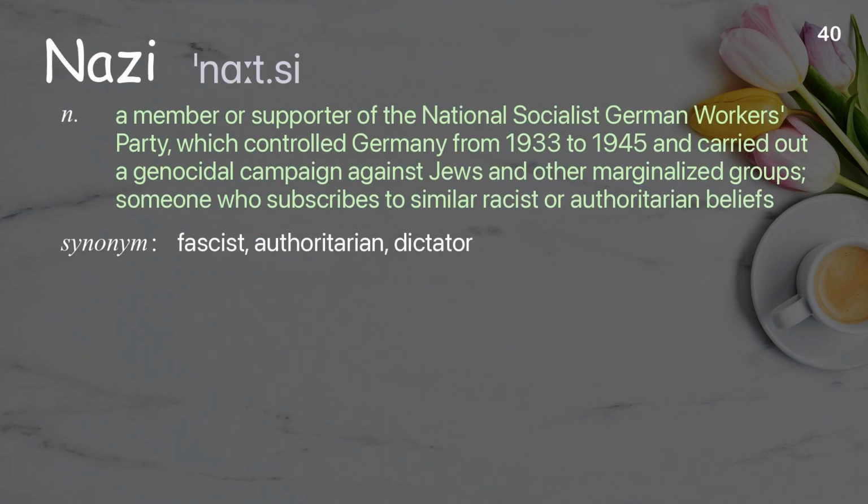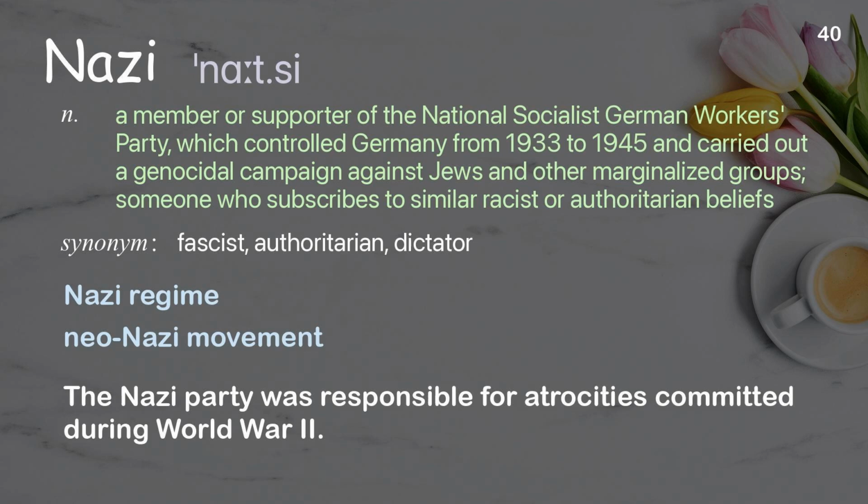Nazi. A member or supporter of the National Socialist German Workers' Party, which controlled Germany from 1933 to 1945 and carried out a genocidal campaign against Jews and other marginalized groups, someone who subscribes to similar racist or authoritarian beliefs. Examples: Nazi regime, neo-Nazi movement. The Nazi Party was responsible for atrocities committed during World War II.